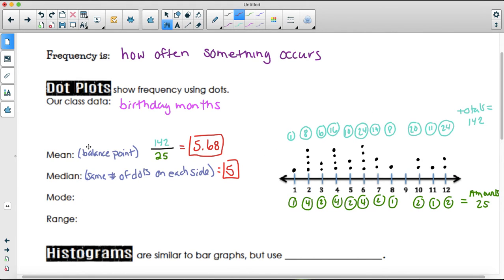The mode is the highest part of the dots, or the one that has the most. Remember, there can be more than one mode, or there can be no mode. So we have 4, 4, and 4. These February, so 2, 4, and 6 have the most dots. They have the same amount of dots, and they're the most. So the mode would be at 2, 4, and 6.